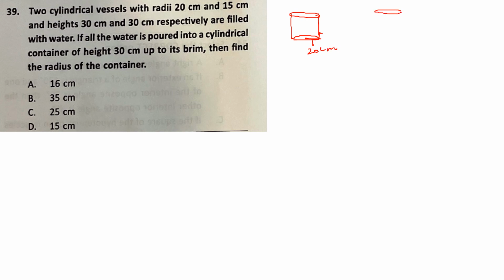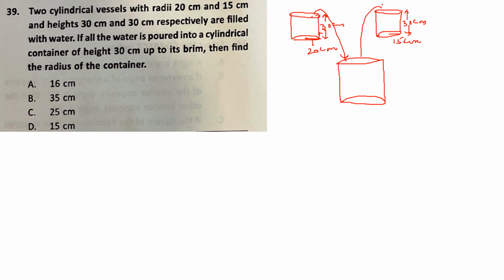And there is another cylinder. Its radius is given as 15 centimeter. But the height is the same. Here also height is 30 centimeter. For this vessel also height is 30 centimeter. And next they are telling, all the water is poured into a cylindrical container. There is a big container. They poured water from the first vessel here, from the second vessel also here, and the water reached till the brim. Brim means till the upper part. Here also height is given as 30 centimeter. So we have to find the radius of this container.